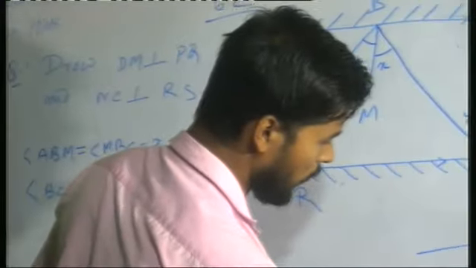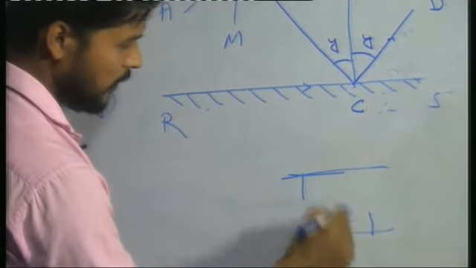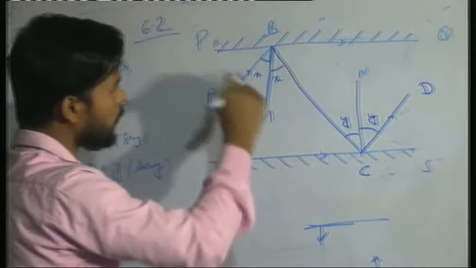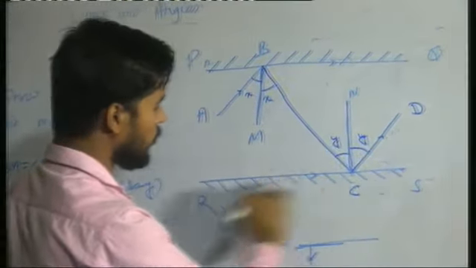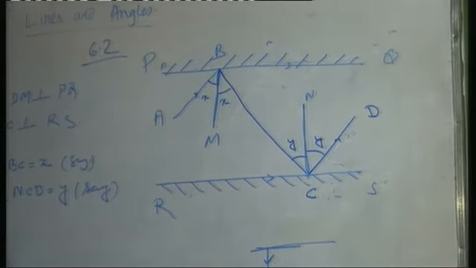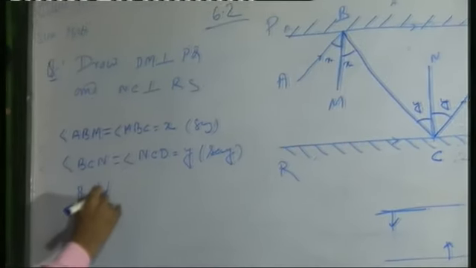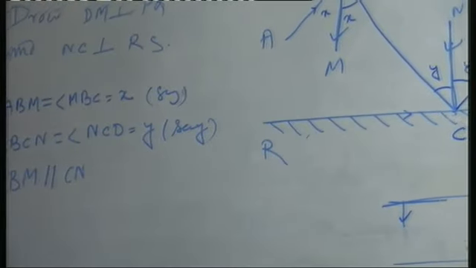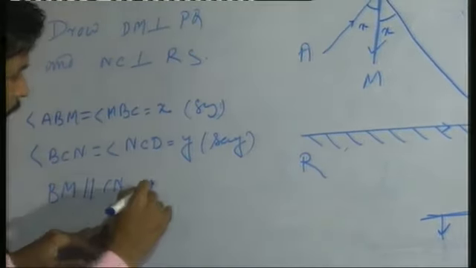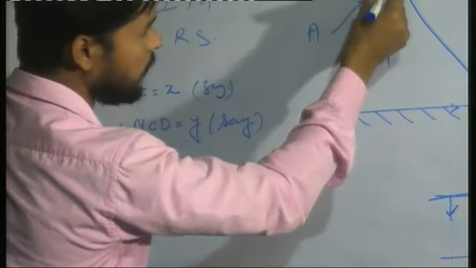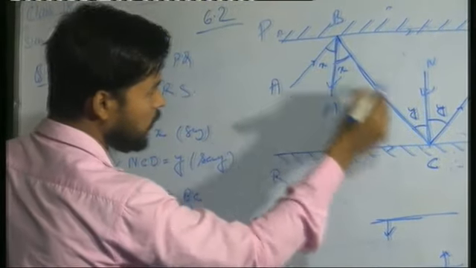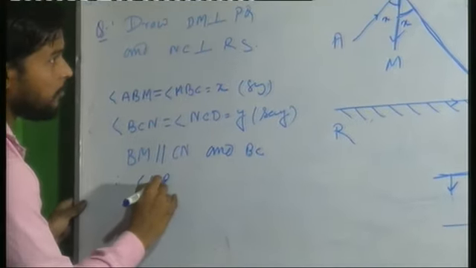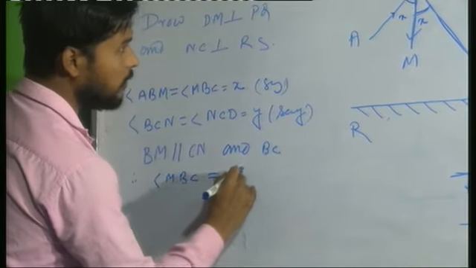Now suppose there are two parallel lines, and if I draw two perpendiculars, one to the first line and one to the second line, these two perpendiculars will obviously be parallel to each other. Look, BM is perpendicular to PQ and CN is perpendicular to RS, and as PQ and RS are parallel lines, we can say that BM is parallel to CN. As BM is parallel to CN, and BC is the transversal, this angle and this angle will be equal. They are called alternate interior angles. That means angle MBC will be equal to angle BCN.